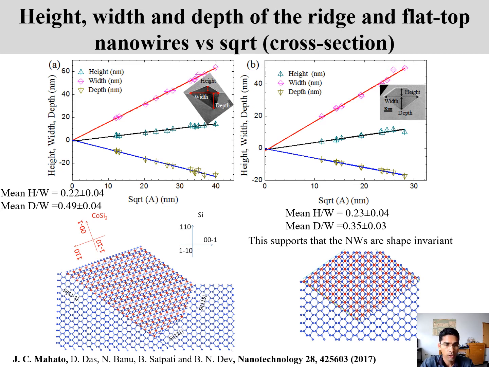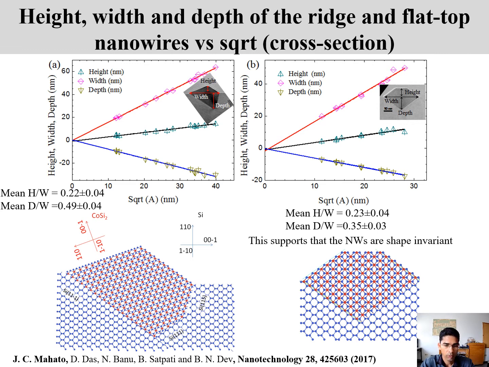We also plotted the depth and width ratio with respect to the square root of area of the cross section of the nanowire, and we found its mean value is 0.49, and for the flat top type of nanowire its mean value is 0.35. So from this we can say that this supports that the nanowire shape is invariant.